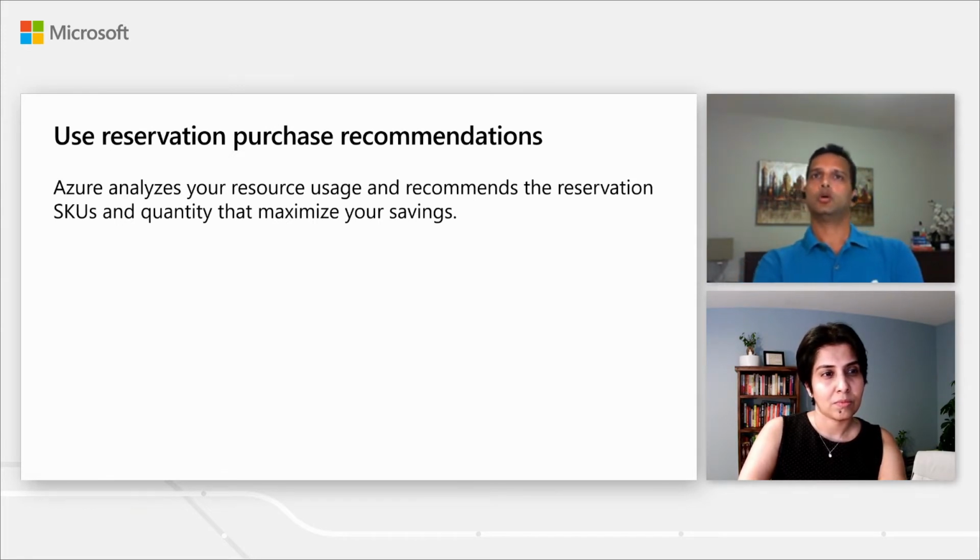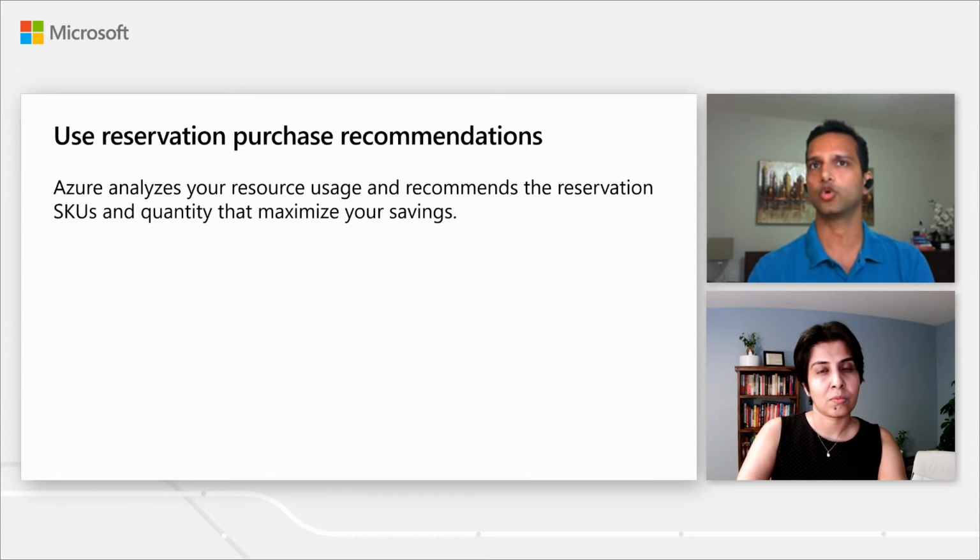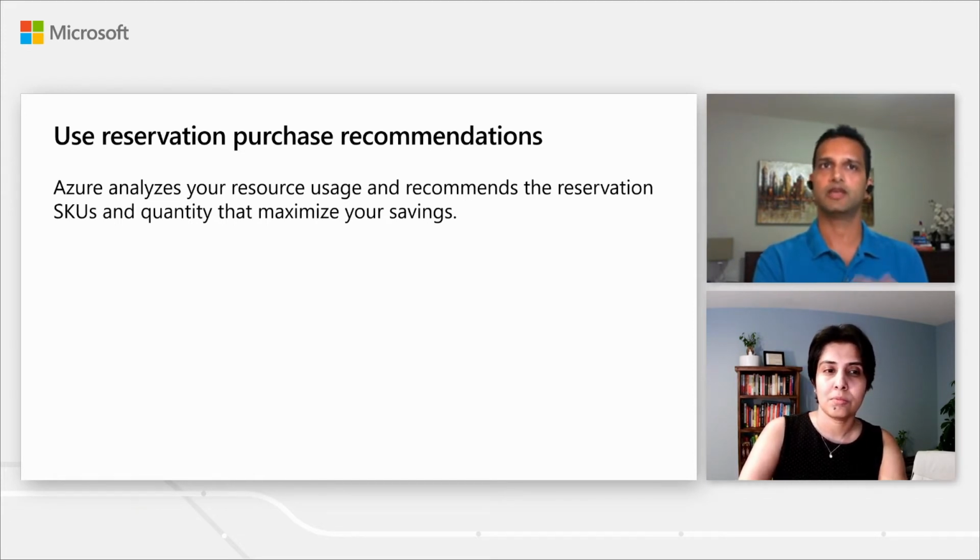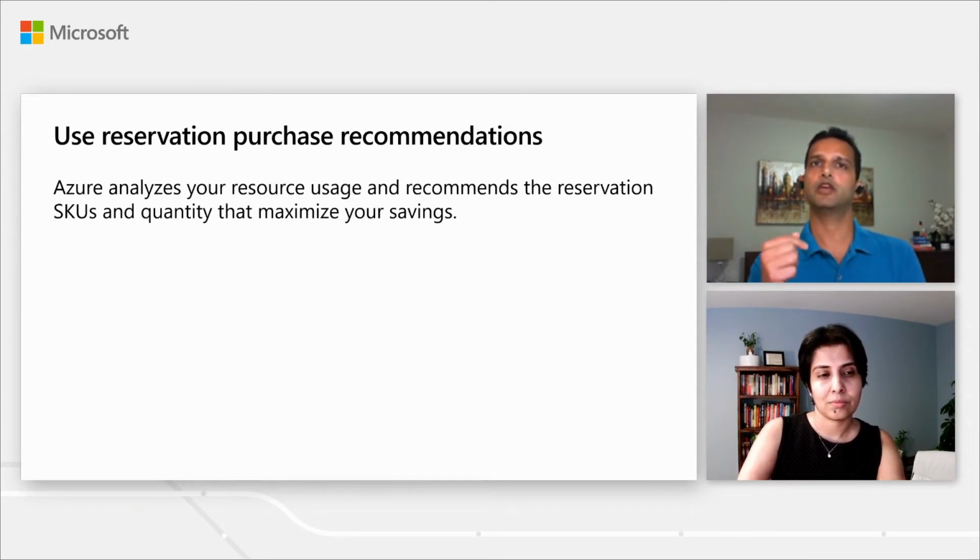Okay. So let's go into what to purchase, what reservation to purchase. Azure analyzes your resource usage continuously and recommends the reservation SKUs and quantity that maximize your savings. So you might have seen Azure reservation recommendations, or maybe this is new to you, but we constantly do a what if type of analysis. We keep looking at your actual cost, and then we simulate what your cost would have been if you had a reservation. And wherever we see the maximum savings, we recommend that quantity to you for reservation purchases.